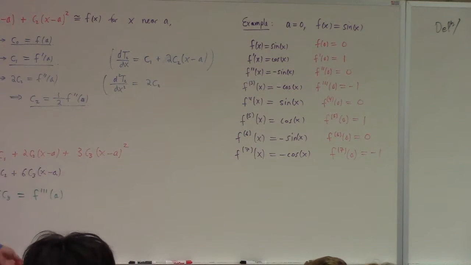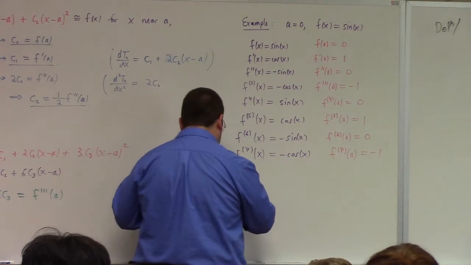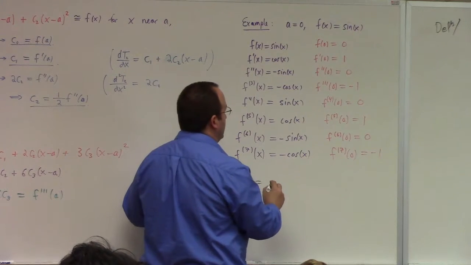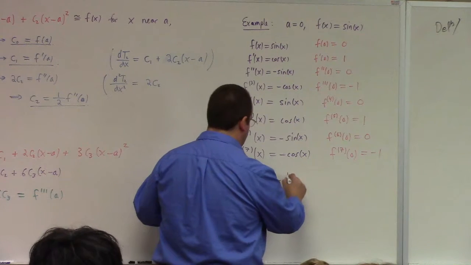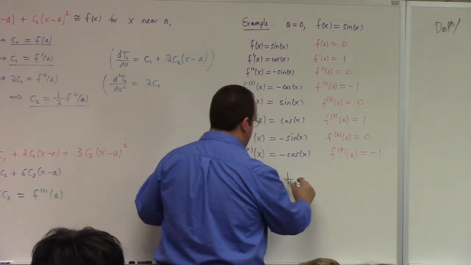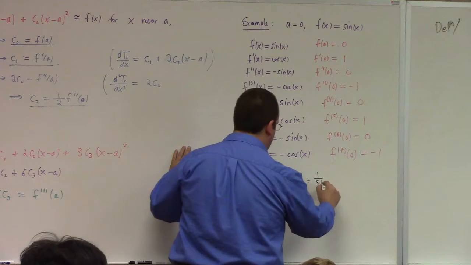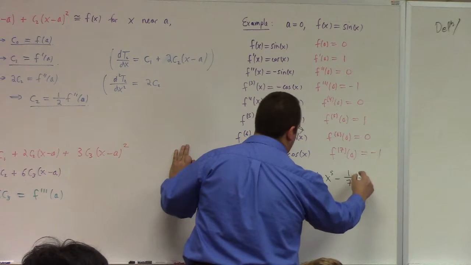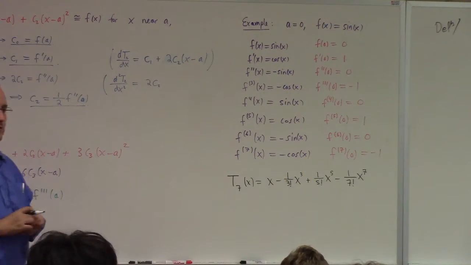So with this data, I can calculate the 7th Taylor polynomial of the sine function. T7 of x is going to be equal to x minus 1 over 3 factorial x cubed plus 1 over 5 factorial x to the 5th minus 1 over 7 factorial x to the 7th. And there you go. That is the 7th Taylor polynomial of the sine function.